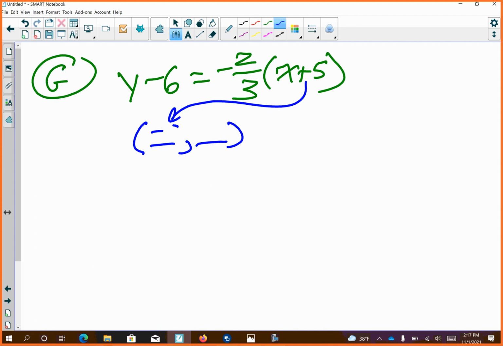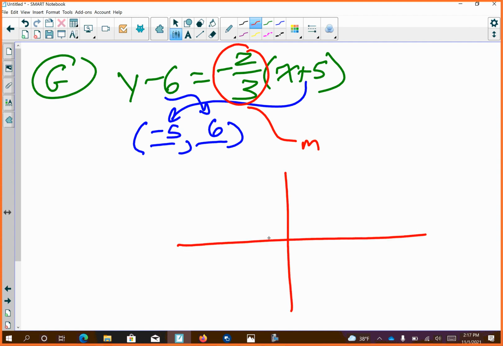opposite here, so that's negative 5. Opposite here, which is 6. Friends, what is negative 2/3 in this problem? What does it represent on a line? Slope. Good. So let's graph this. Negative 5, 6. It's right there. So in order to get a second point, I'm going to go down 2, right 3.